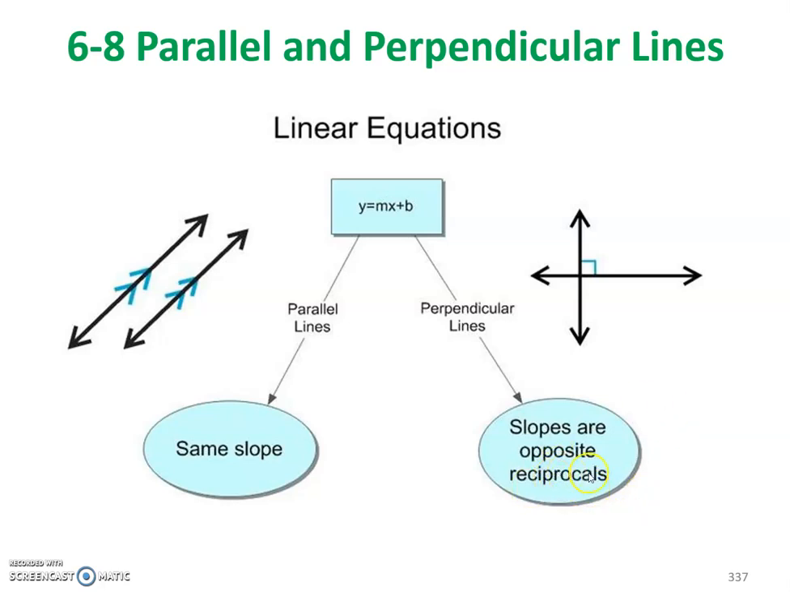Opposite reciprocal means you're also changing the sign. So for example, if I have positive 3 over 4, the opposite reciprocal to that would be what? Negative 4 over 3. Does that make sense? Okay, so again, we're going to be doing more work with this in a minute, but I just want you to copy this down. Okay, and again, the focus is on parallel lines, same slope, perpendicular lines, opposite reciprocals.